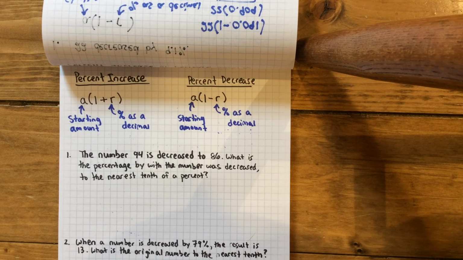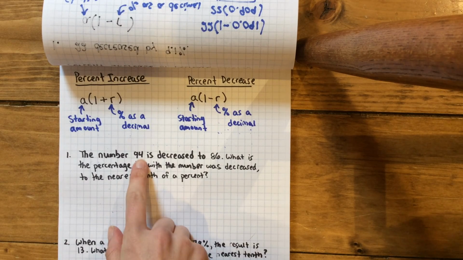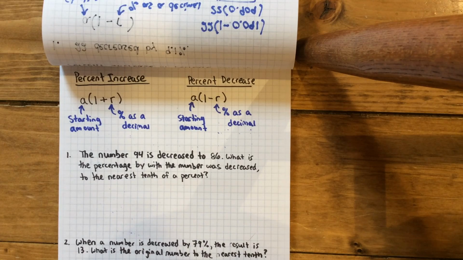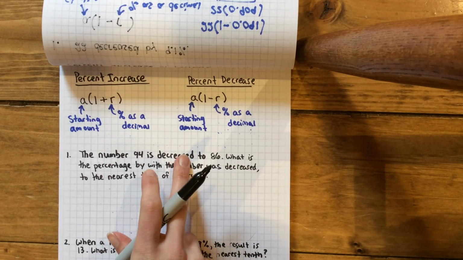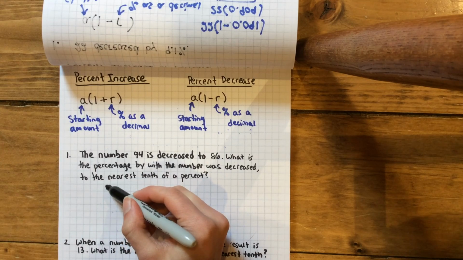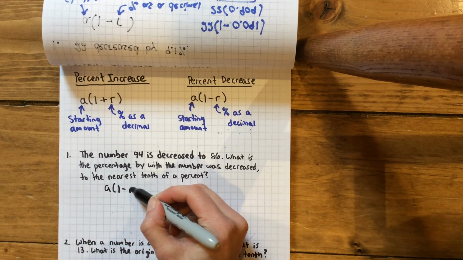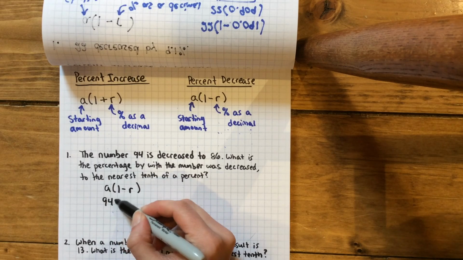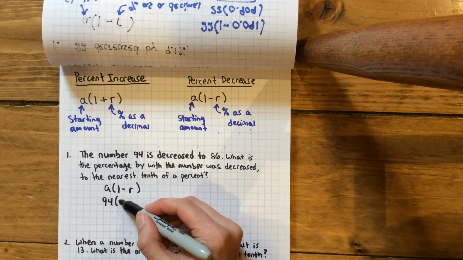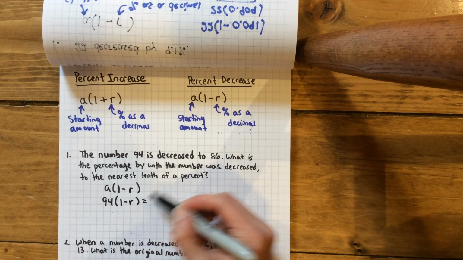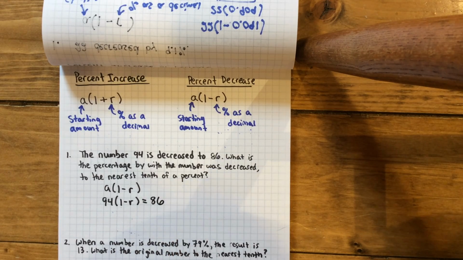What is the percentage by which the number was decreased to the nearest tenth of a percent? 94 is going to be our starting amount. So that's going to be our A value. I'm talking about decrease, so I'm going to use this formula. So we'll have A times 1 minus R. A will be 94. I don't know the percentage, so I'll put 1 minus R, but I know that that came out to be 86. Now I just solve this equation.